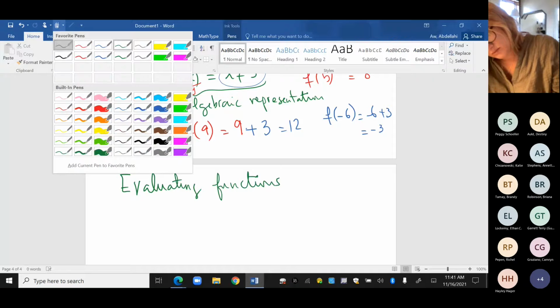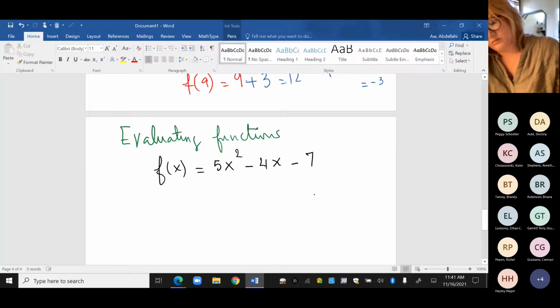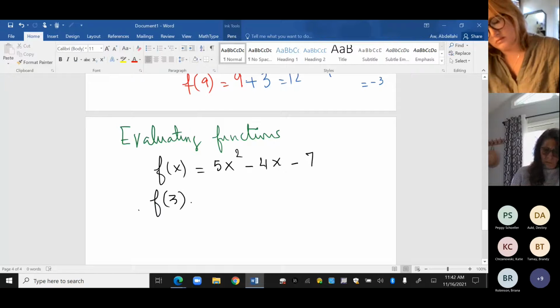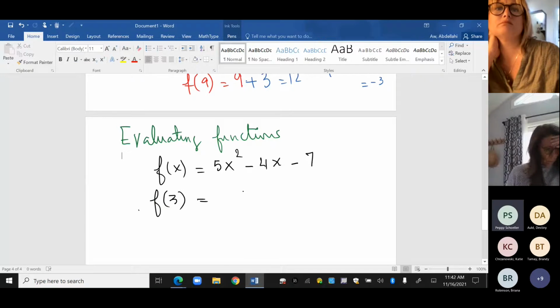So let's say f of x equals 5x squared minus 4x minus 7, right? And somebody asks me to find f of 3. What do I do? Everywhere I see x, what do I put? 3. Everything else is kept unchanged. Only the x changes to 3.